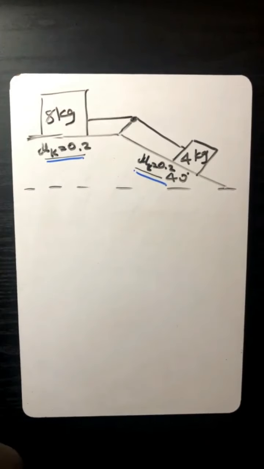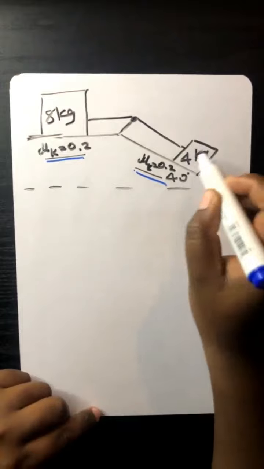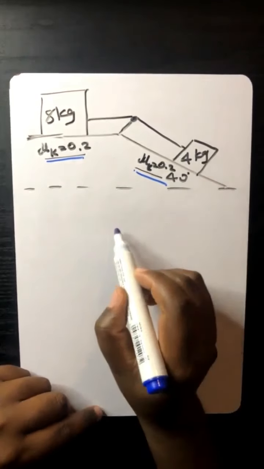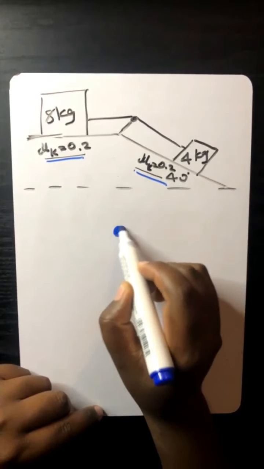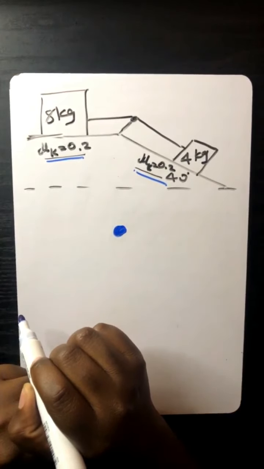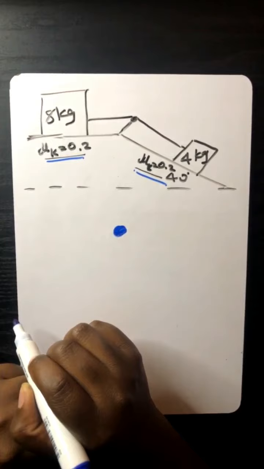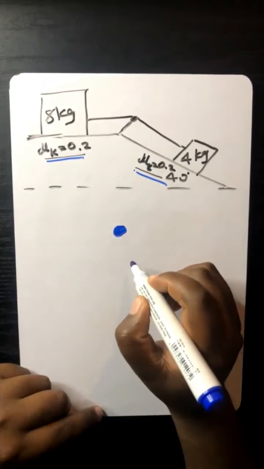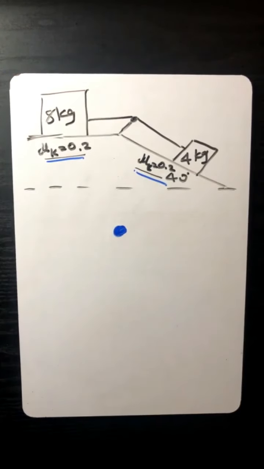And remember, free body diagram for the 4 kg. So the 4 kg is that one on an incline. So remember, you first make a dot. Why a dot? Because it's a free body diagram. So what are we having there, LB? What type of forces are we having there?